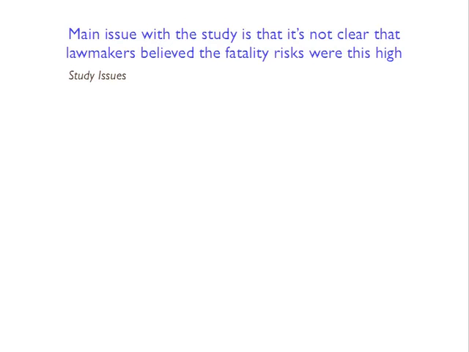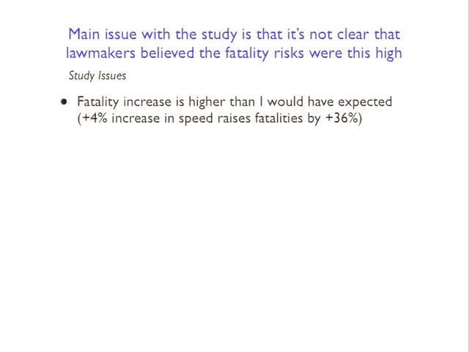VSL calculation here. And I think that the main issue, as I said, is that I doubt that the lawmakers expected fatalities to increase by as much as they did when they raised the speed limit to 65 miles an hour. So personally speaking, if I hadn't seen the study, the increase in fatalities was larger than I would have expected, and you're getting a 4% increase in speed, but fatalities are increasing by 36%, so that's an elasticity of 9 or something like that, right? A 1% change in speed is resulting in a 9% increase in fatalities. So that seems pretty high.